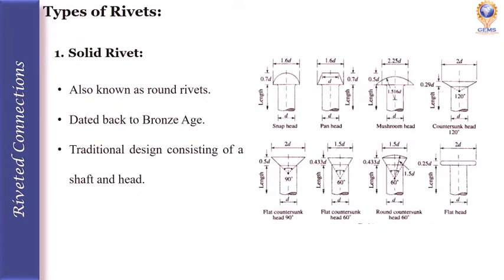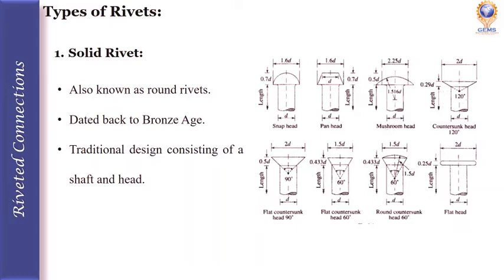Types of rivets. Under the types of rivets, the first we are going to see is solid rivets. These solid rivets are also known as round rivets. Solid rivets have been around for thousands of years, with some of the earliest examples dated back to the Bronze Age. They feature a traditional design consisting of a shaft and head.